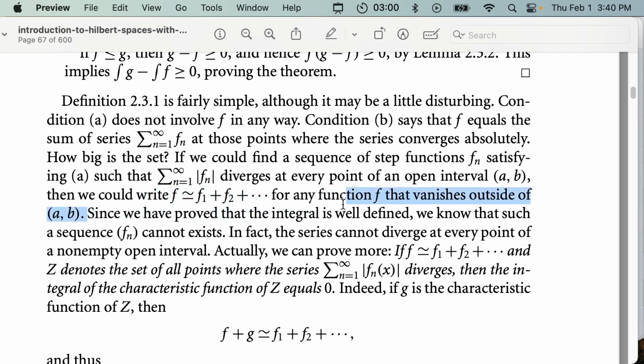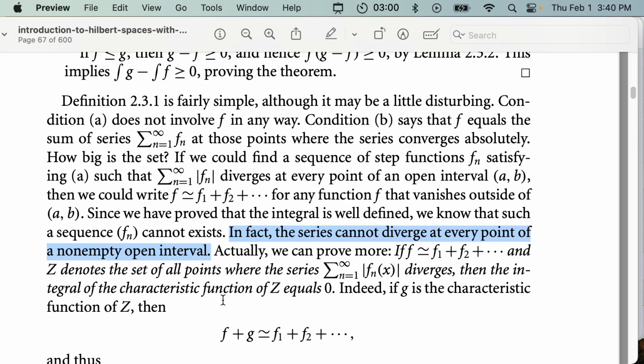Since we have proven that the integral is well defined, we know that such a sequence cannot exist. So it's saying, look, if you could do that, then you could have two functions that are not equal, but they would have the same integral. And we proved that you can't do that. So you cannot come up with a sequence of f1s, f2s that do this for some really subtle reason we don't understand, right? In fact, this series cannot diverge at every point of a non-empty open interval. So this is like a fact about reality. You cannot cook up a sequence f1, f2, f3 that will diverge on a non-empty open interval.